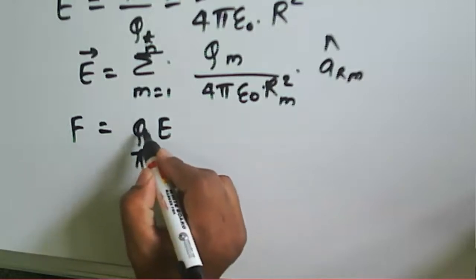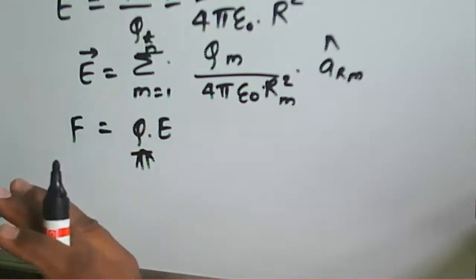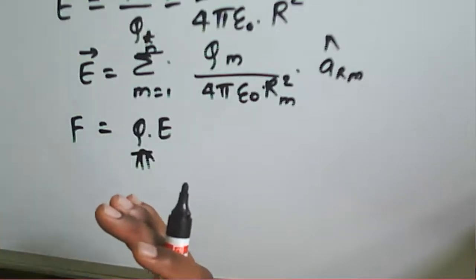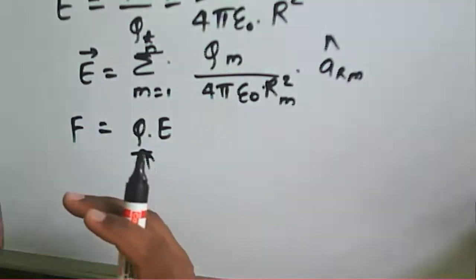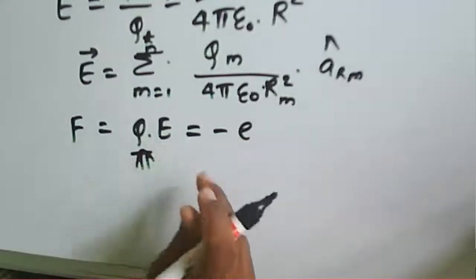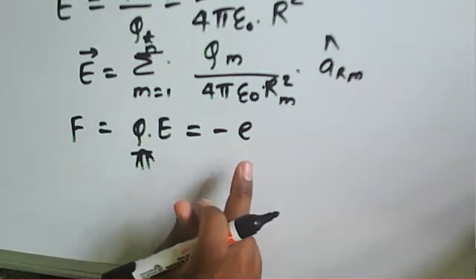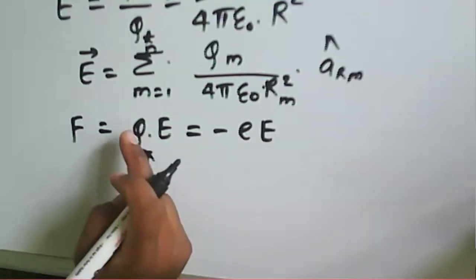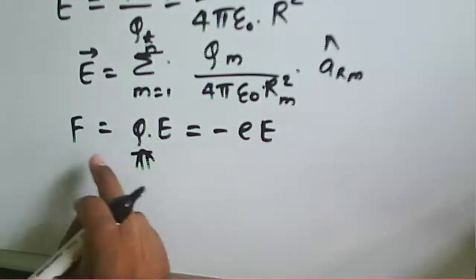Here we consider that a force is there, and that force is opposite in direction to the field. Because the electron has a negative charge, the force becomes minus e, that is, the charge of the electron is negative. So instead of Q, you can write the charge of the electron, a negative charge. In that case, F is equal to minus e into E.